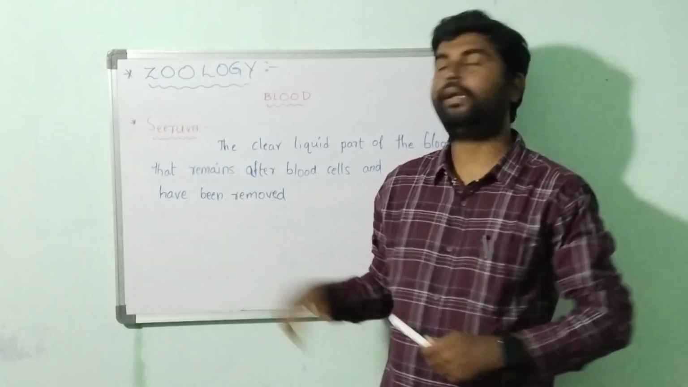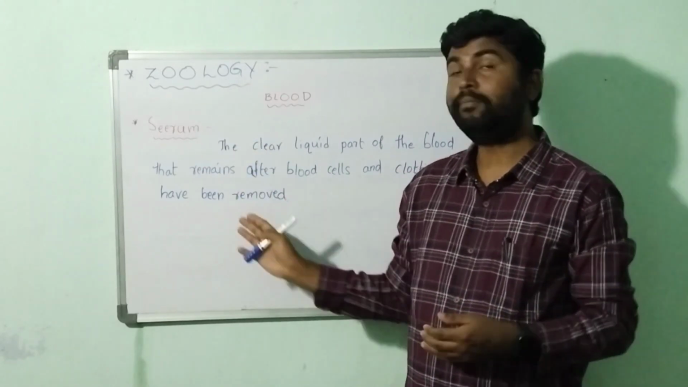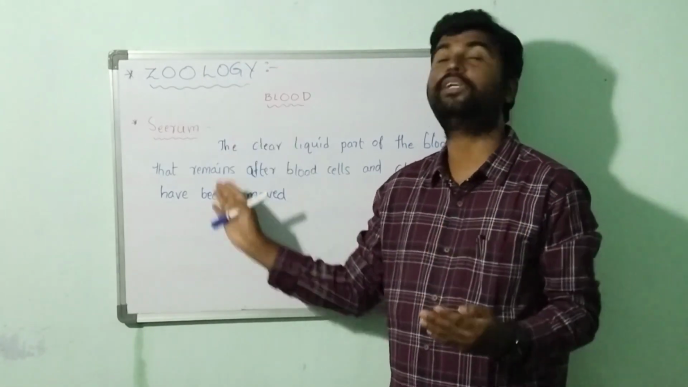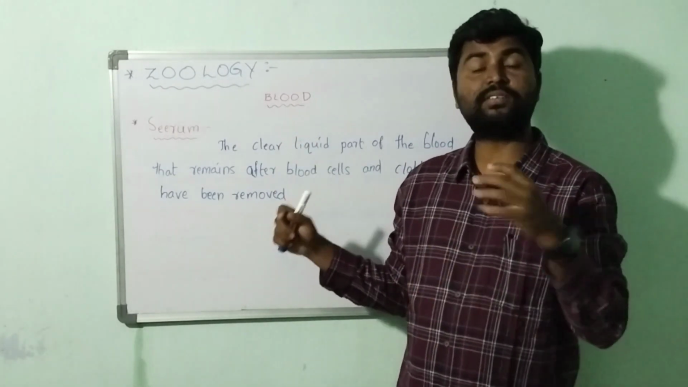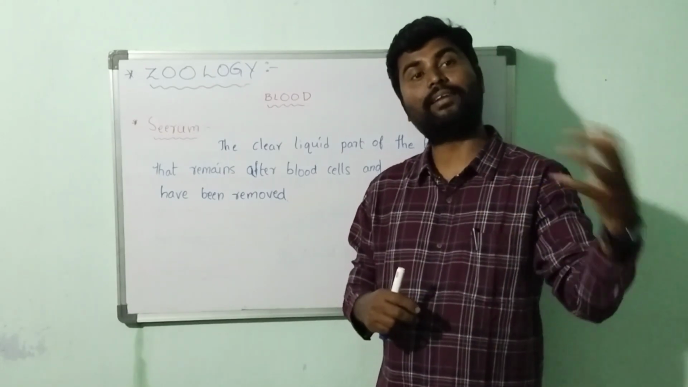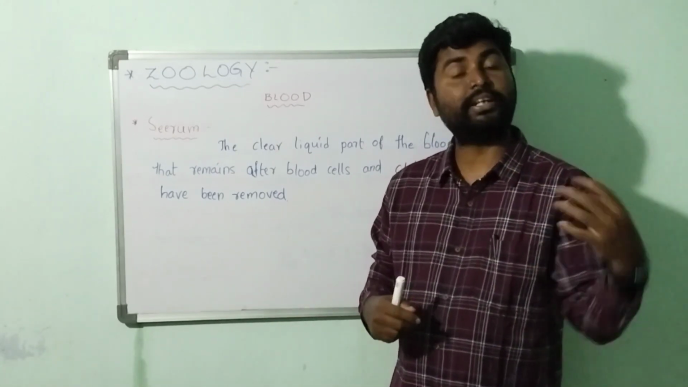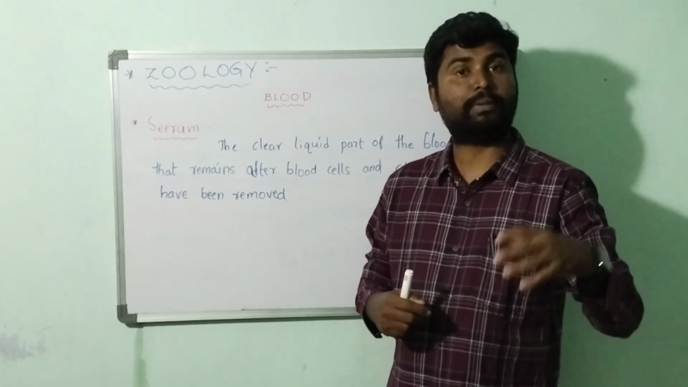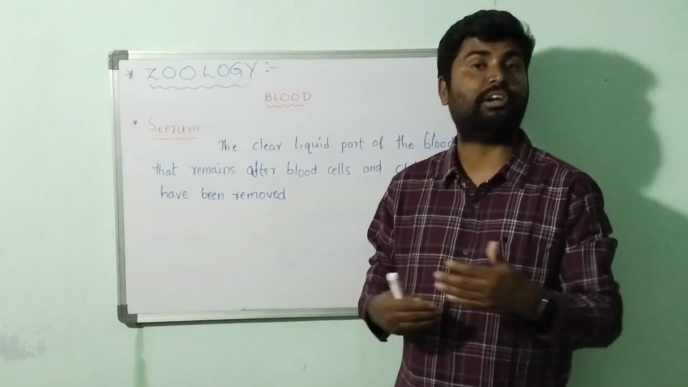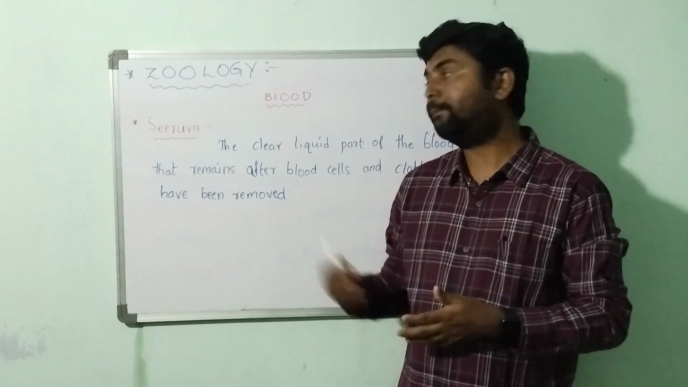Serum is the second part of blood, and I already told you the first part is plasma. Serum has color, whereas plasma is a colorless fluid. How is serum formed? When we remove the blood cells and the clotting proteins, especially fibrinogen, the remaining material is called serum. So from the blood, after the removal of blood cells and blood clotting proteins like fibrinogen, the remaining part is called serum.